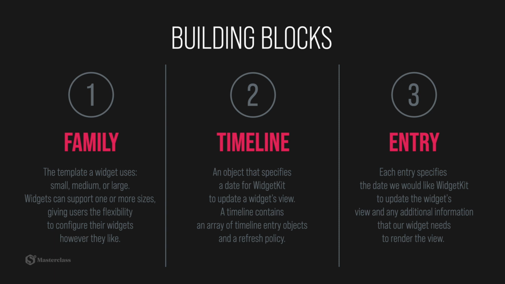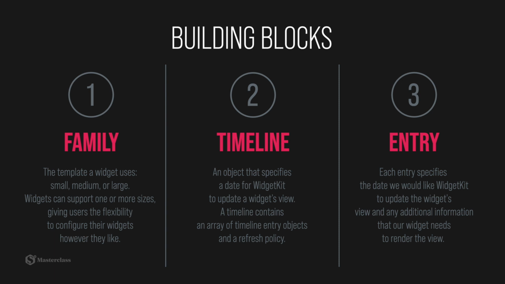Timeline. The second important thing is the timeline. The way widgets provide information is through something called a timeline object. To tell WidgetKit when to update a widget's view, a timeline provider generates a timeline. A timeline contains an array of timeline entry objects and a refresh policy. With this, each timeline can manage how to update a particular widget, which is the actual data coming from the main application that the widget can use.